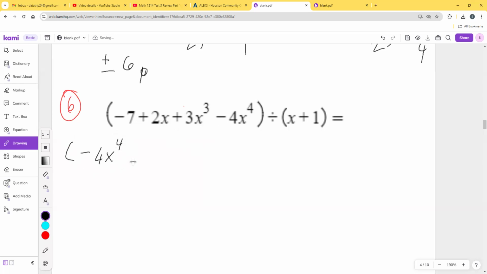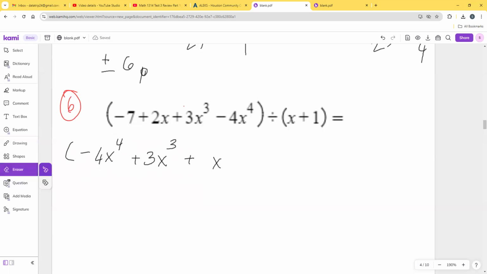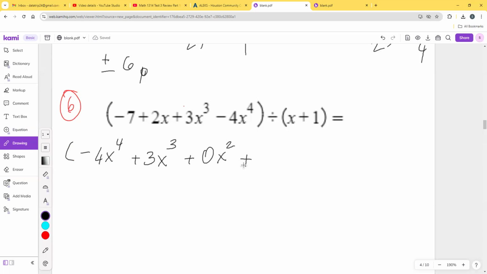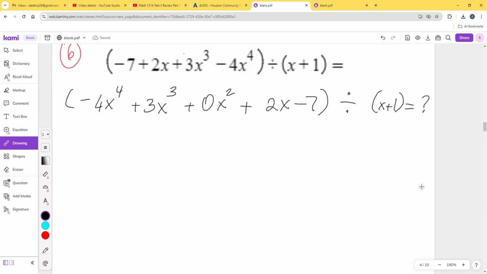Then which one comes? Plus 3x cubed. Next, we will need plus 2x. And then, by the way, this one has an extra thing that we didn't think about. There is no x squared, so what do I need to put? 0x squared plus 2x. Last thing I need is 7. And we're dividing this whole thing by x plus 1. So the order is really important. And whenever a term is missing, we have to put a 0, right?